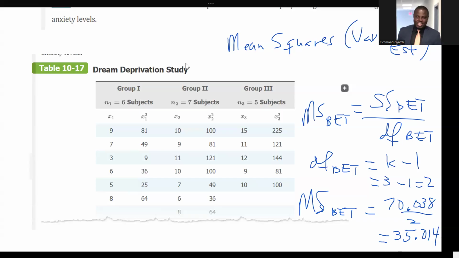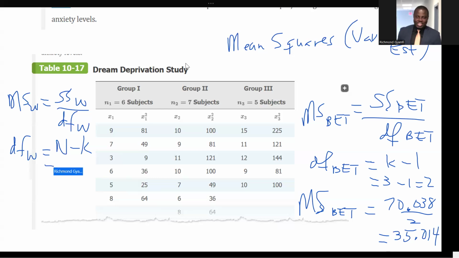And then for MSW, we're going to have SSW over DFW. And DFW is DF denominator. To find that DF denominator, it's going to be N, the big N, minus your K. Now, the big N is 6 plus 7, all the number of data values you have, which is 18, minus 3, which gives us 15.